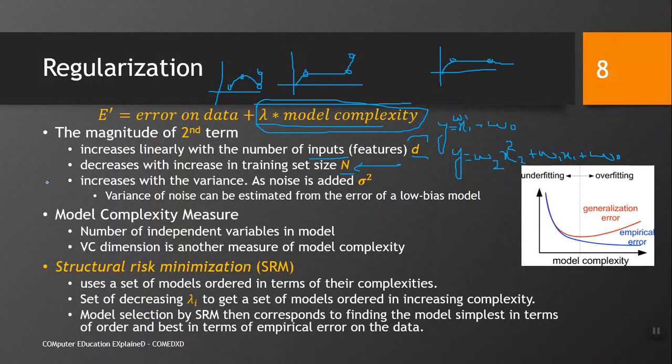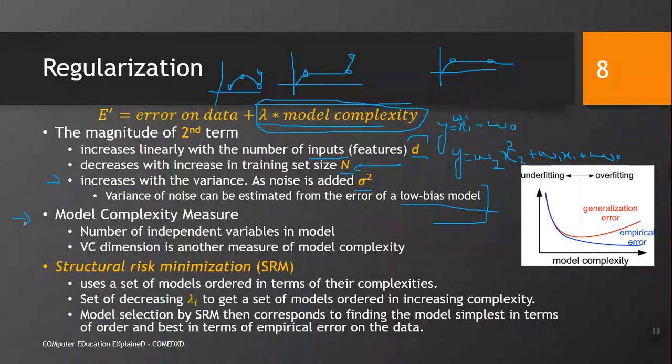And the magnitude of the second term increases with the variance, as noise is added with sigma squared. Model complexity increases, variance increases, we already know. So this term increases. The variance of noise can be estimated from the error of a low bias model. So we can use the error of a low bias model as well, which is a simple one basically.